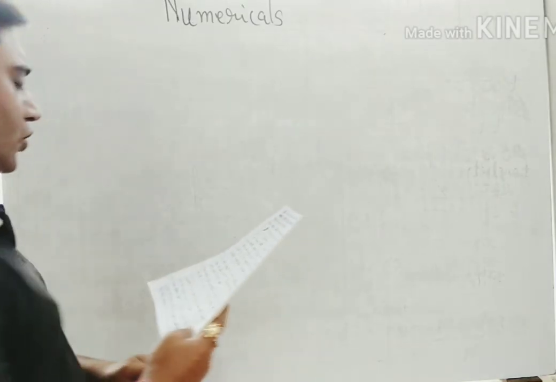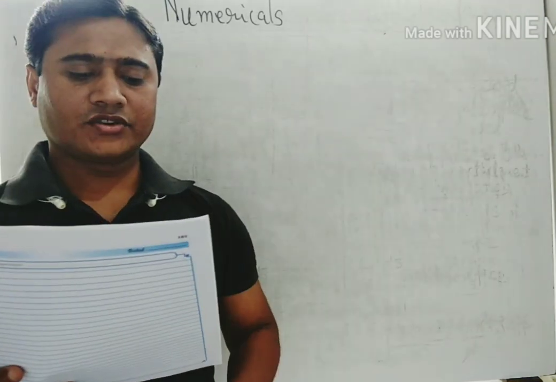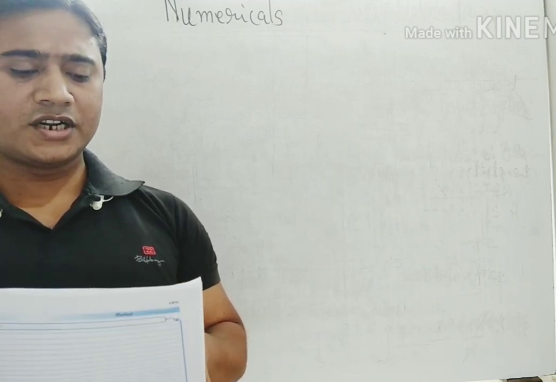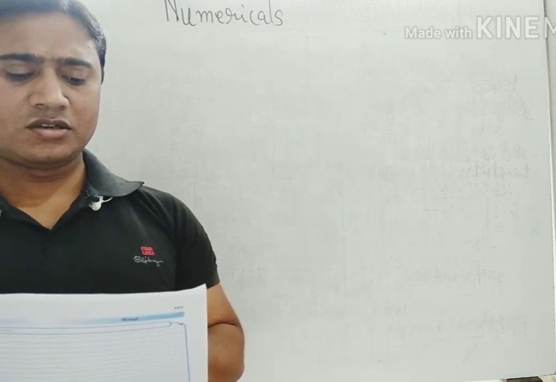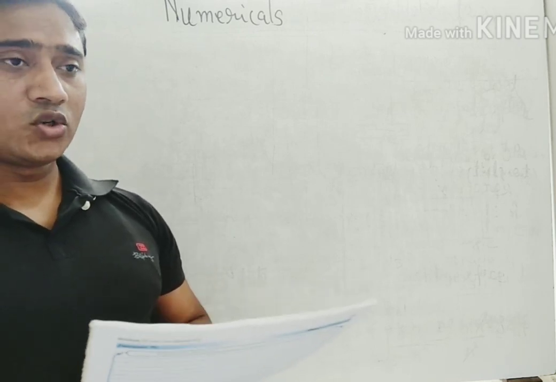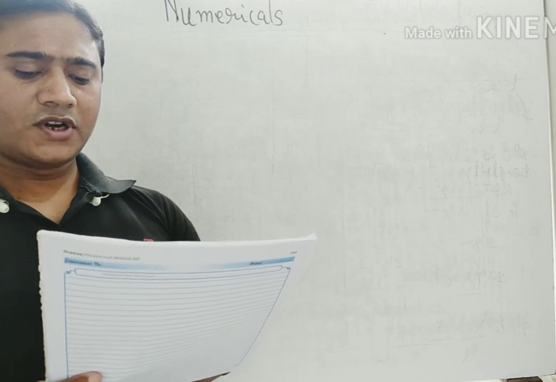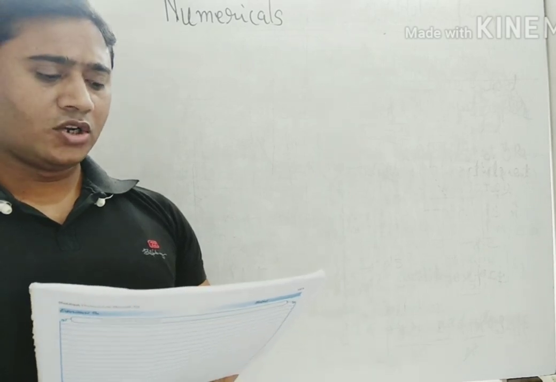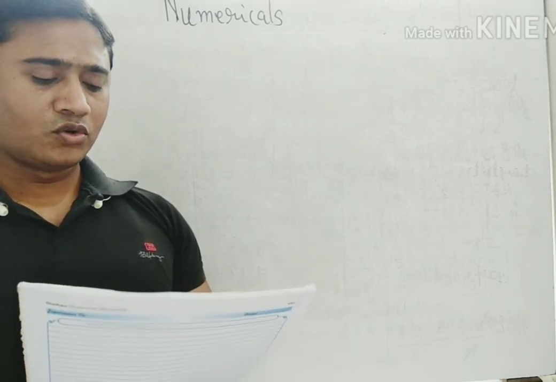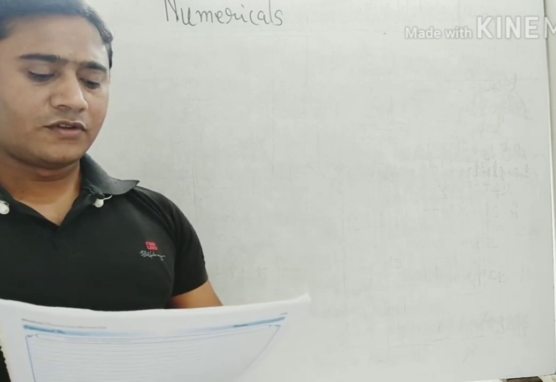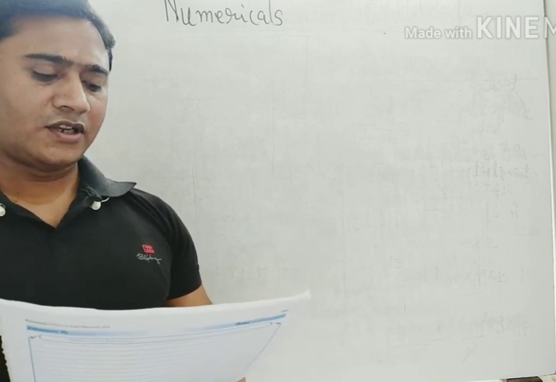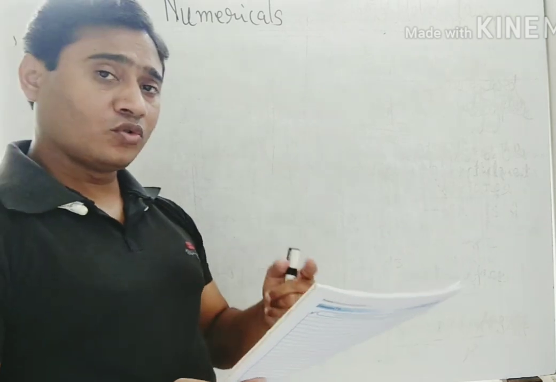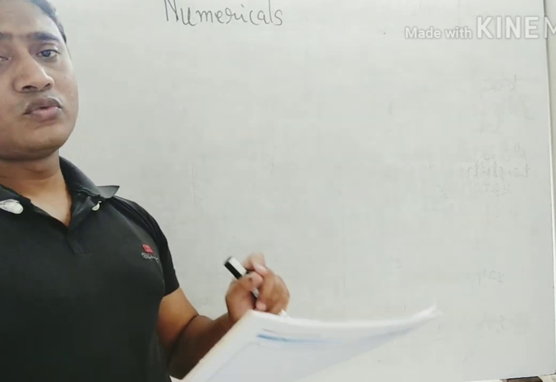Okay, so now the second question, I'm just reading out. The electric field components due to a charge inside the cube of side 0.1 meter are Ex equal to alpha x, where alpha equals 500 newton per coulomb per meter, Ey equal to 0, Ez equal to 0. Calculate first the flux through the cube and second the charge inside the cube.